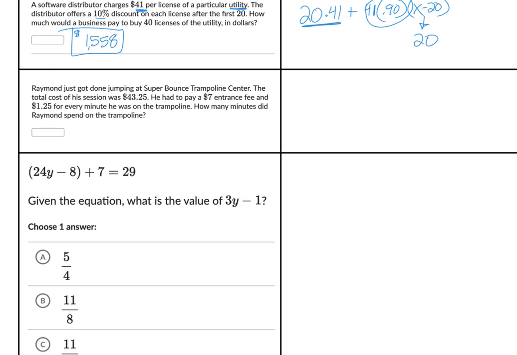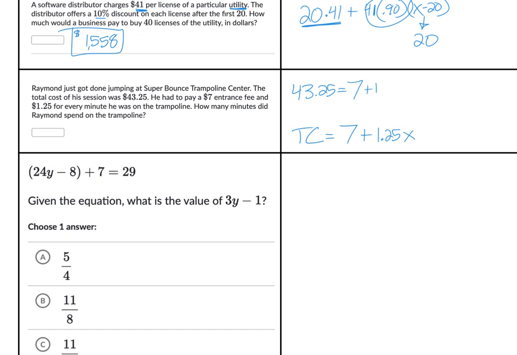Raymond just got done jumping at Super Bounce Trampoline Center. The total cost of his session was $43.25. He had to pay a $7 entrance fee and $1.25 for every minute he was on the trampoline. How many minutes did Raymond spend on the trampoline?